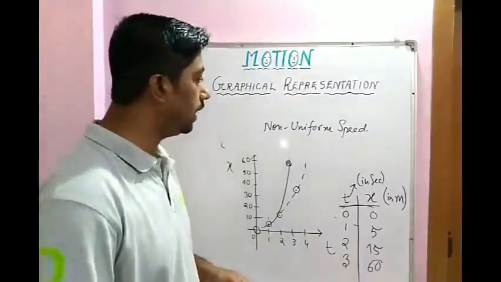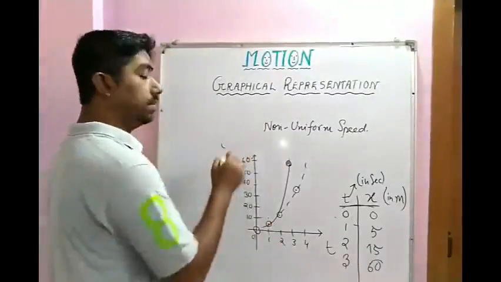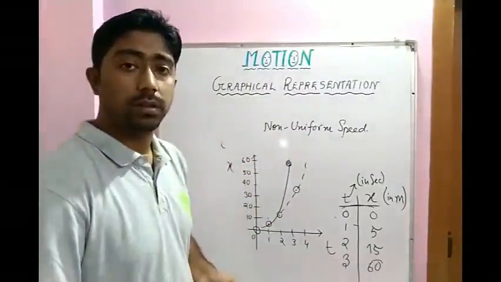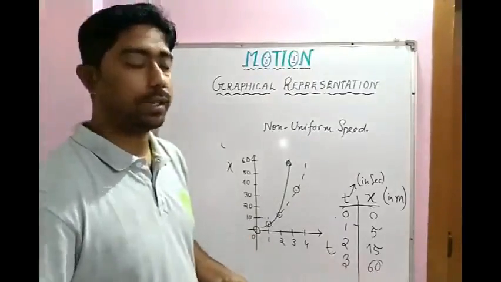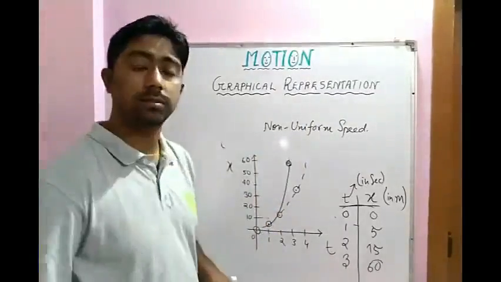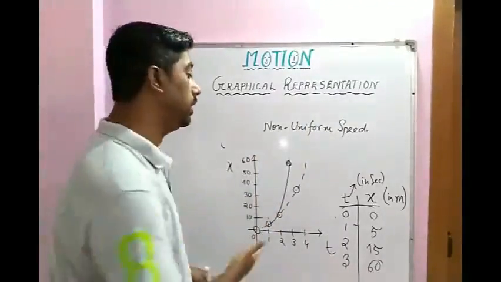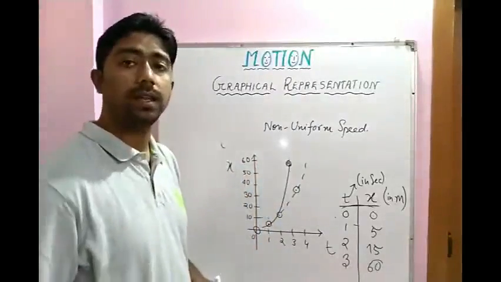So I hope this is clear. Distance time graph in case of uniform speed is a straight line. Distance time graph in case of a body moving with uniform speed is a straight line. But in case of non-uniform speed, it is somewhat like this. Okay, increasing graph but not a straight line.